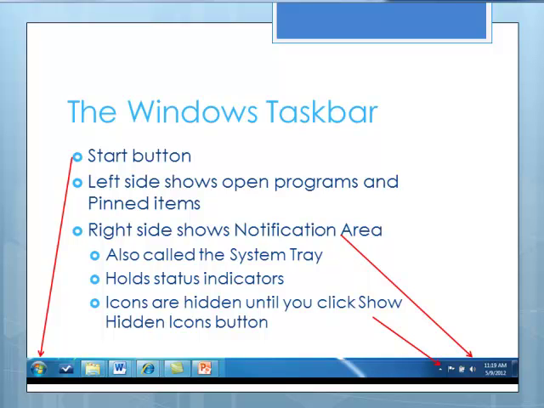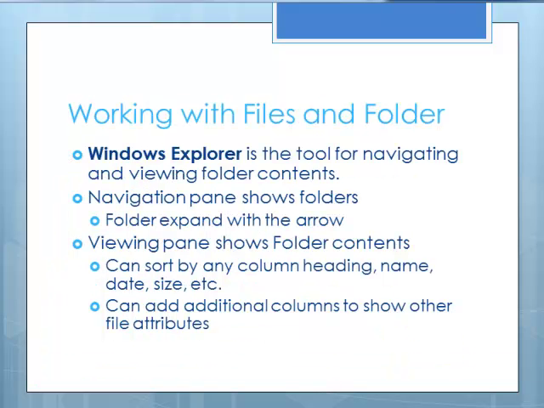It's also called the system tray at times. It holds status indicators. Those indicate whether you're online, perhaps whether you're muted or not. And then there's a show hidden icons, because that system tray was getting too cluttered. So they're now grouped in a box that only shows when you expand that.